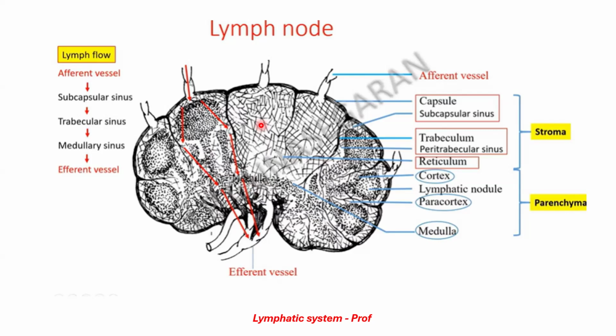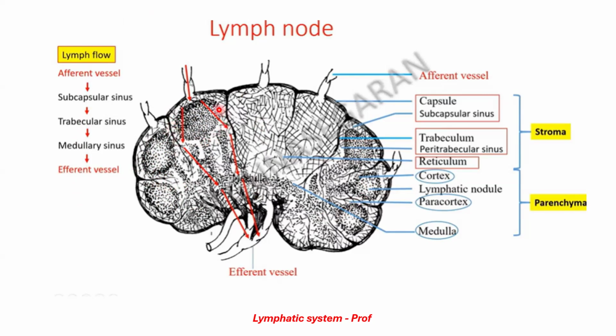So that's the flow of lymph. Let's now talk about the parenchymal aspect. We have the cortex, which has aggregations of lymphatic nodules. The lymphatic nodules, you can see them here. Just in between the lymphatic nodules, we'll have the paracortex.